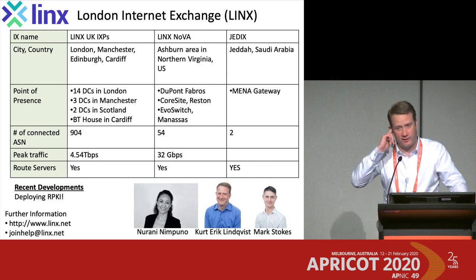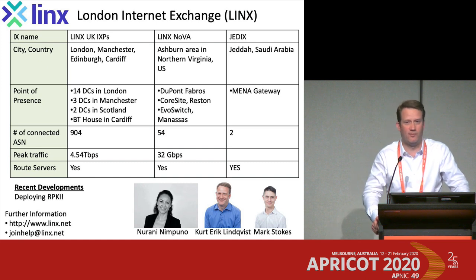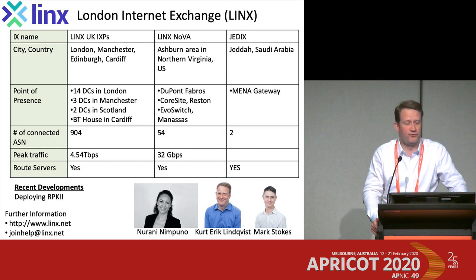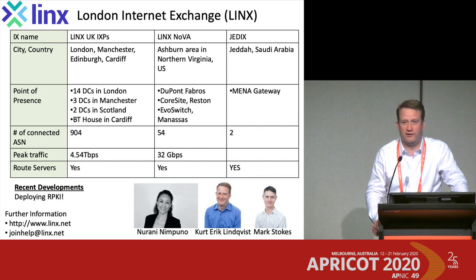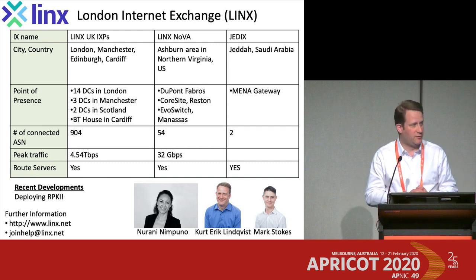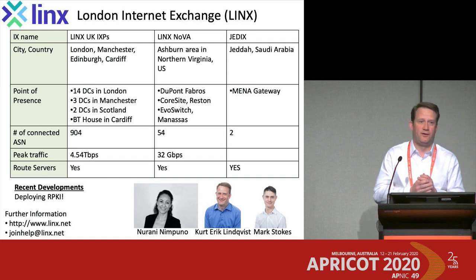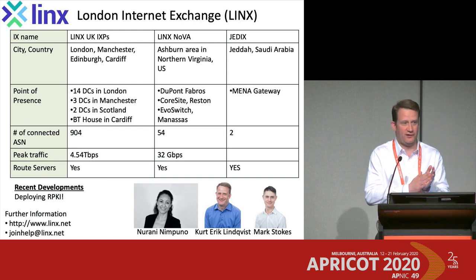For those of you who are members of LINX, you would have noticed that 3 hours ago we started doing the first deployments of validation and the dropping of invalids on the route servers, which might be interesting. We run redundant route servers for every exchange, and in the past we also ran redundant software with Bird and Quagga, but at the scale that we are running, especially in London, there is nothing other than Bird that scales to do RPKI validation.